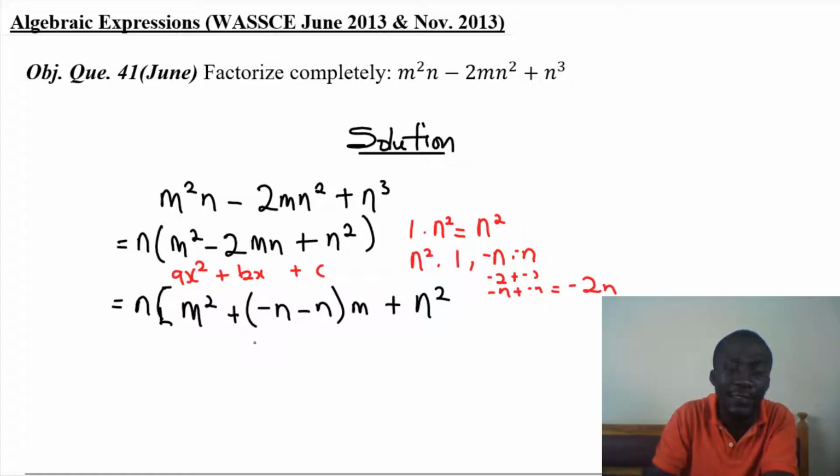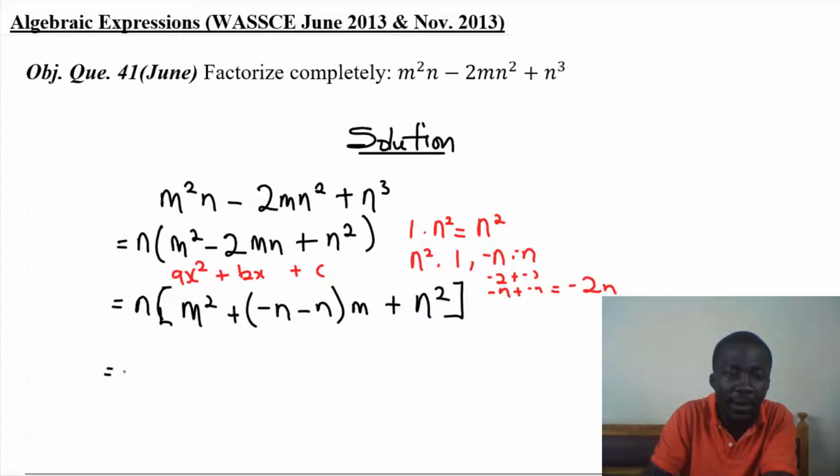And when you write it like this, you have to check and see whether what you have expanded can give what we already have back. So negative n minus n is going to give us negative 2n. Negative 2n times m will provide us with negative 2mn. So it means we are on the right path.